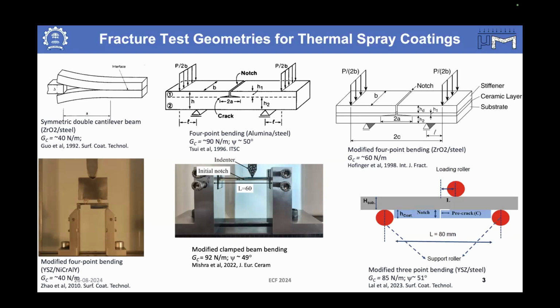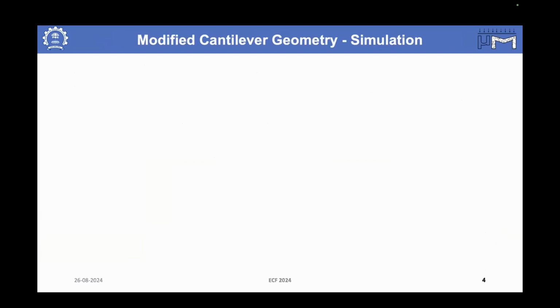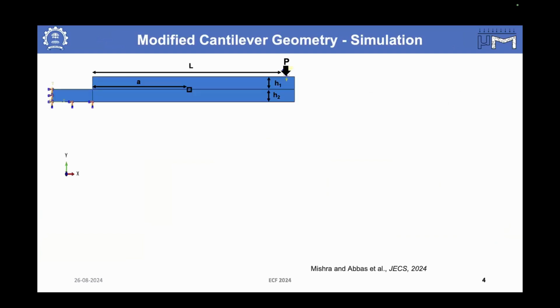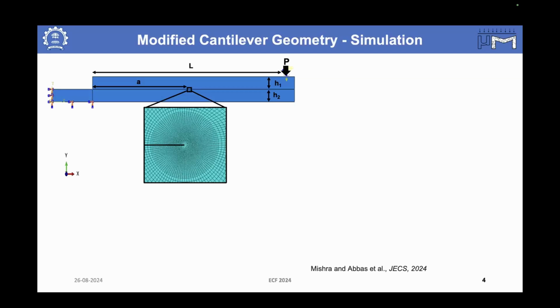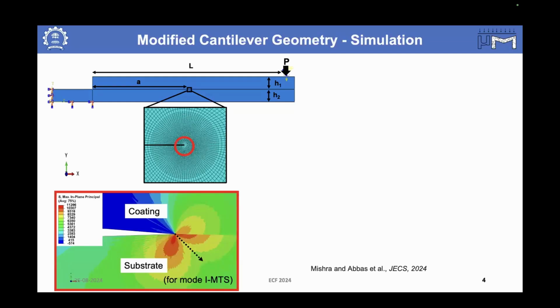So here I have first done simulations of my geometry. This is the cantilever geometry, which is fixed at this end, and the load is applied from this end. This is the span length, this is the coating thickness H1, and H2 is the substrate thickness. Here A is the crack length, and this is the crack tip area, which has a very fine mesh for the calculations.